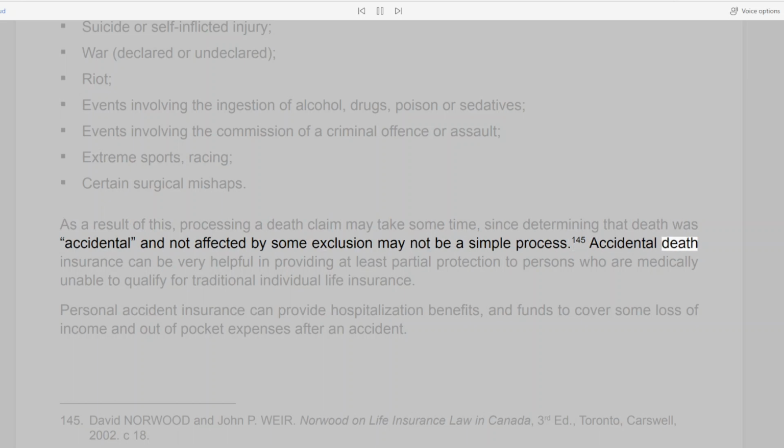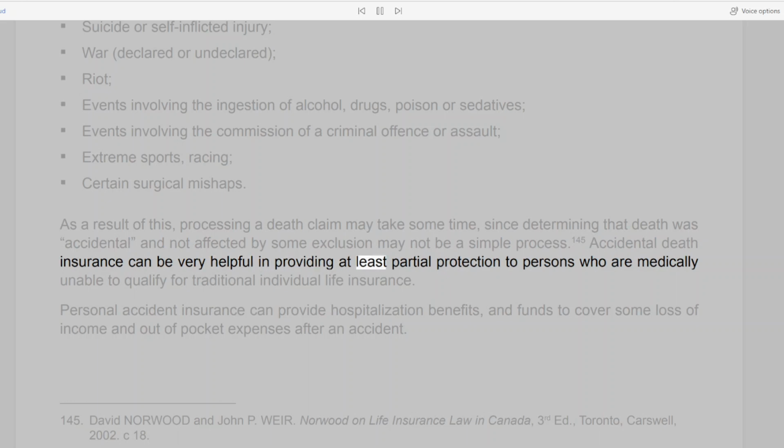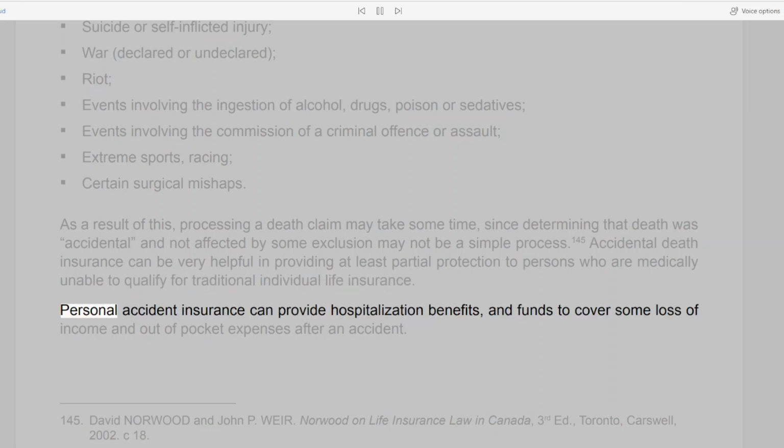Accidental death insurance can be very helpful in providing at least partial protection to persons who are medically unable to qualify for traditional individual life insurance. Personal accident insurance can provide hospitalization benefits and funds to cover some loss of income and out-of-pocket expenses after an accident.